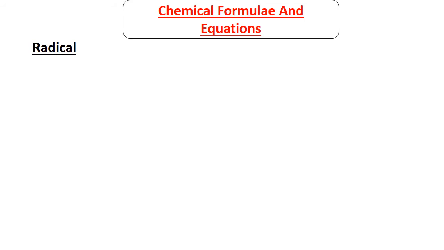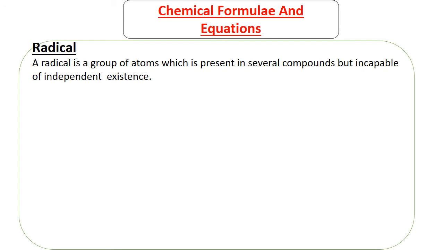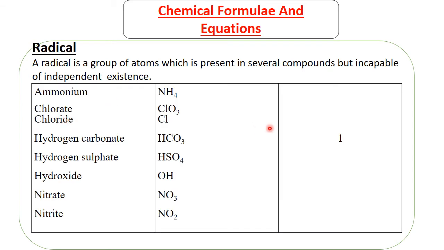Other than elements, there are what are called radicals. What is a radical? A radical is a group of atoms which is present in several compounds but incapable of independent existence. So a radical is just a group of atoms which have this weird behavior of being found in different compounds, but you'll never find them alone. Here are some radicals, and they've got valences because from time to time you would be required to combine an element with a radical to form a compound, and in that case you need to know the valency of the radical.